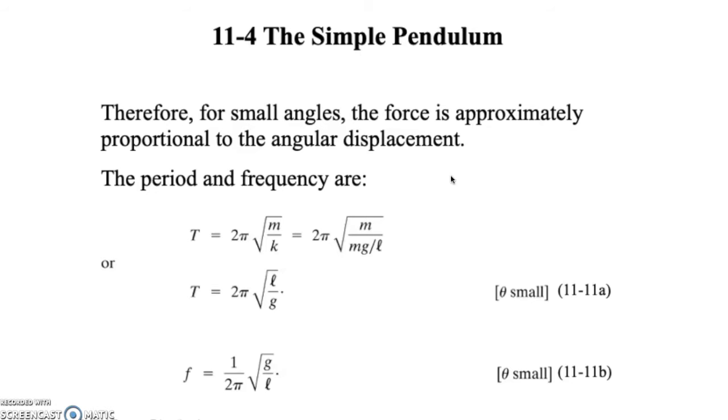The period and frequency are, and here's your two equations, for period and frequency. So for a small angle, the period is 2 pi square root of length over g. Nothing to do with mass, because mass cancels. Frequency is just 1 over, flip what's under the radical for small angles, okay?